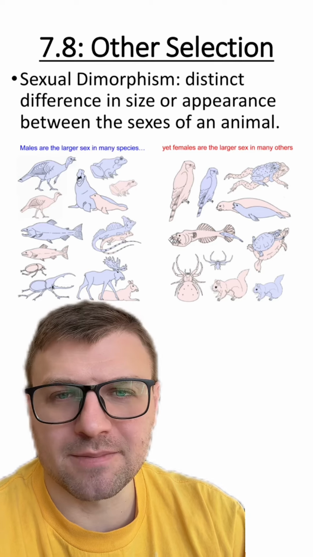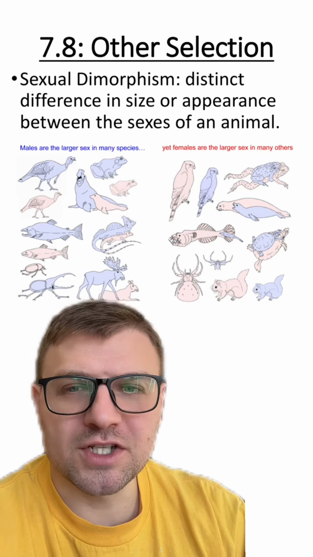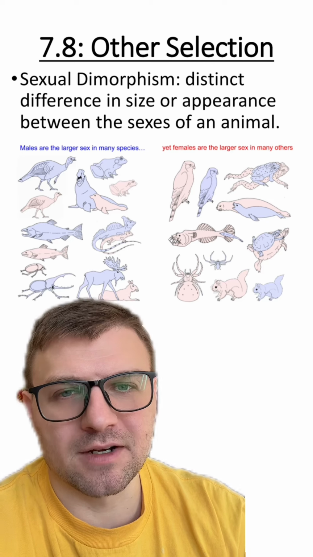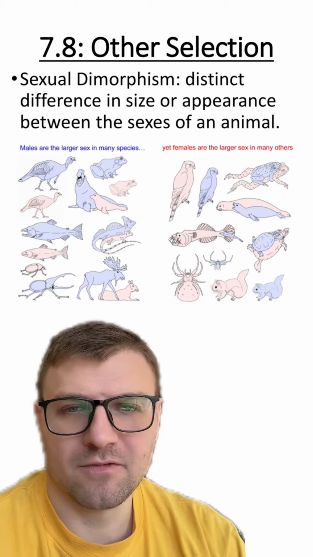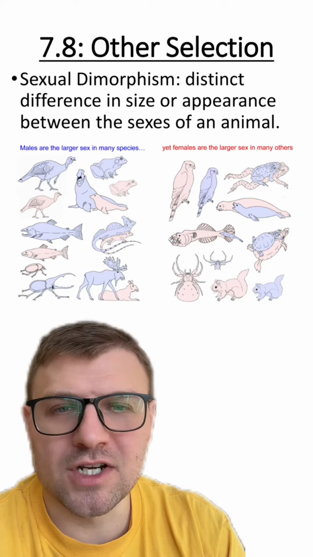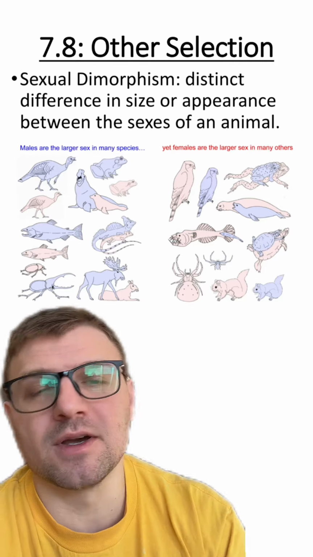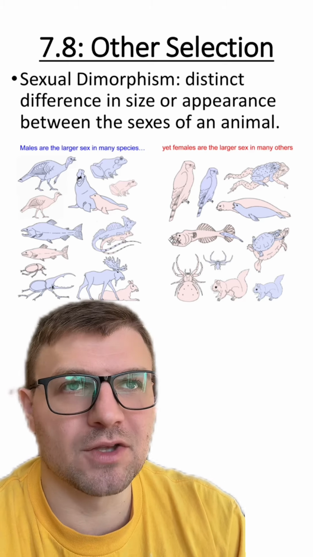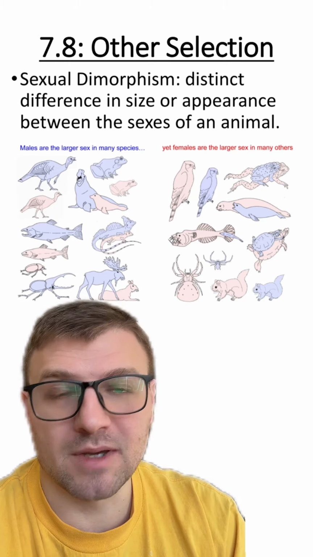This typically leads to something called sexual dimorphism, which is distinct differences in size and appearance between the sexes of animals. For example, in some species, the males are going to be larger. However, in other species, the females are going to be larger. And typically, again, males are going to compete for the female's choice.